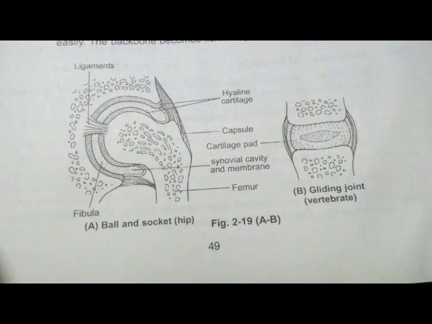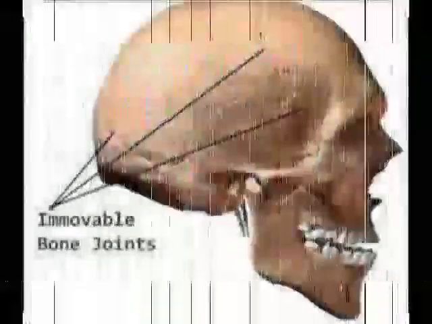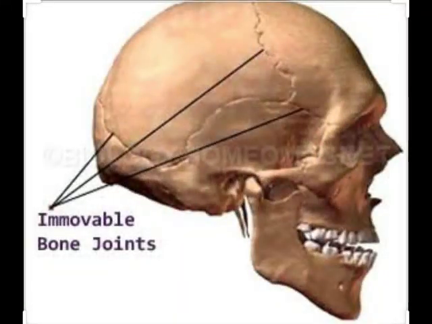Ball and socket joints move in all directions. It means they move universally. Immovable joints. These joints are present only in the skull.